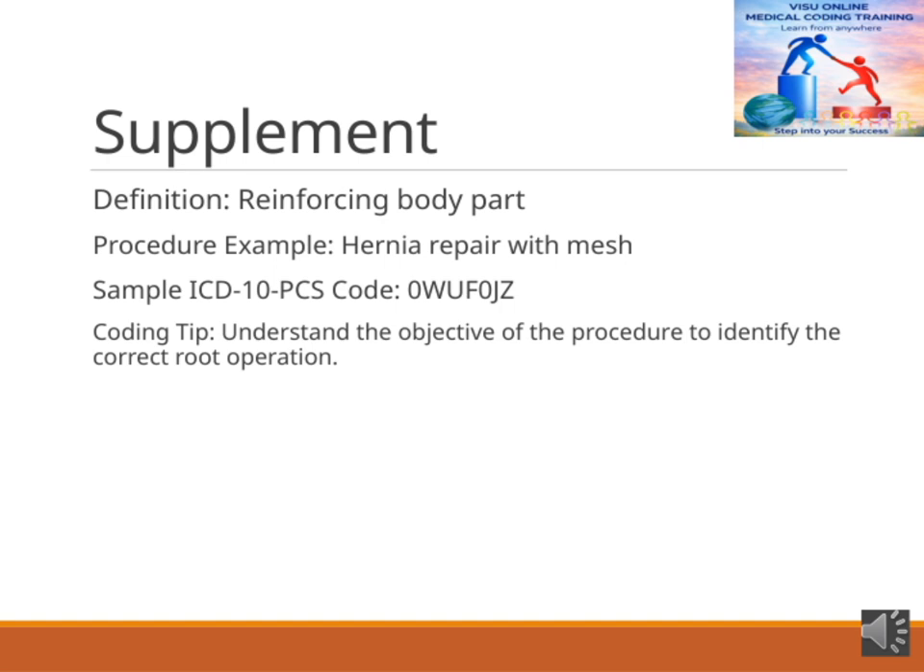This mesh acts as a supportive structure to help restore strength and stability. When coding such procedures, a typical example is the ICD-10 PCS code 0WF0JZ, which specifically relates to hernia repair with mesh reinforcement. One key tip to keep in mind is understanding the objective of the procedure. This helps you identify the correct root operation in coding. In this case, the goal is to reinforce or support a body part, which guides you to the right code.